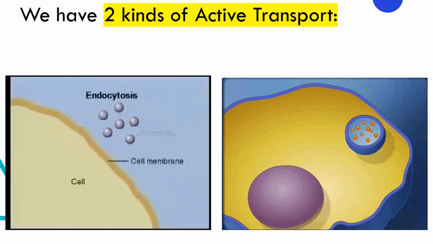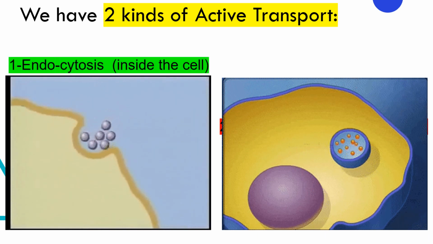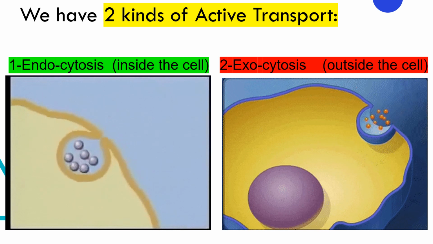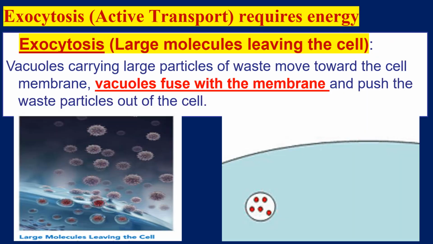We have two kinds of active transport: endocytosis, into the cell, and exocytosis, out of the cell. Endocytosis, active transport, requires energy from the cell. Large molecules enter the cell. The cell membrane wraps itself around large food particles and draws them into the cytoplasm.